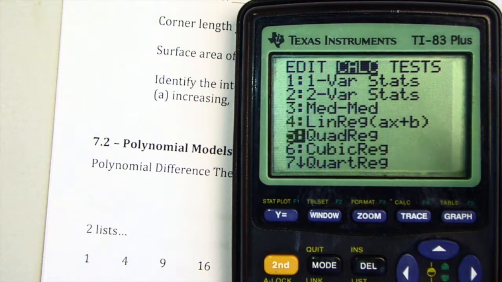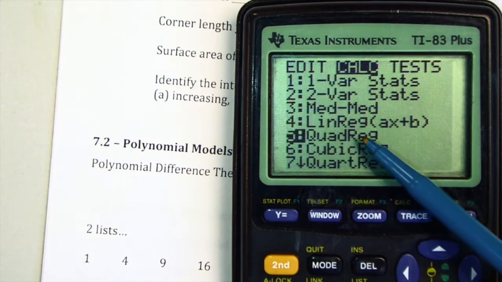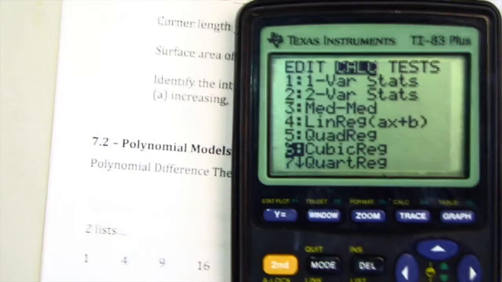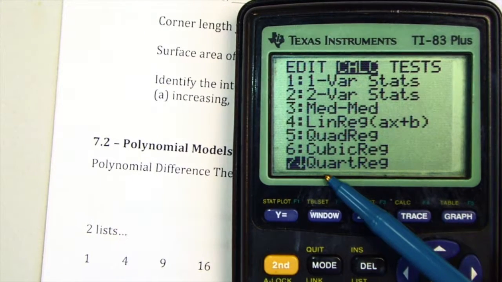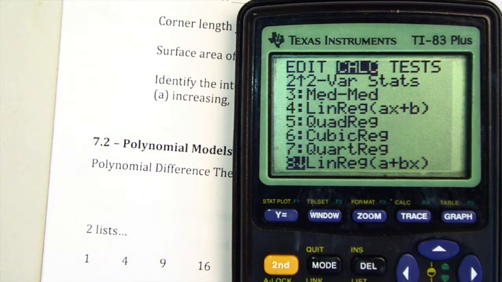The next one I see is a quadratic regression line. That means the equation that I'm going to pick is going to have a power 2. Same thing for number 6. Cubic regression means power 3. Quartic regression means you're going to pick an equation that has a power 4, and I believe that's as high as it goes. Yep, after that you get some other options.